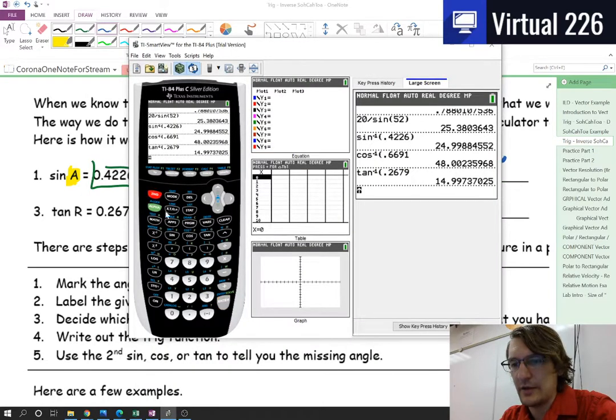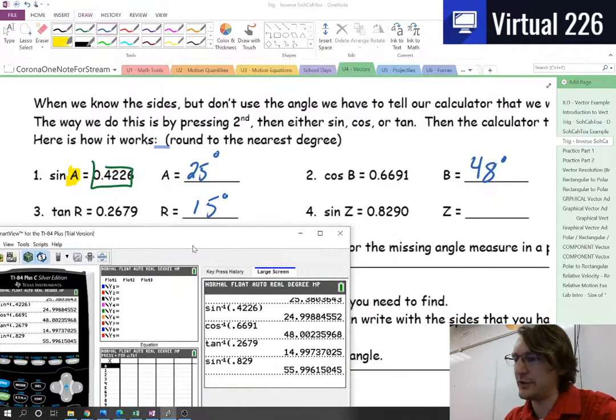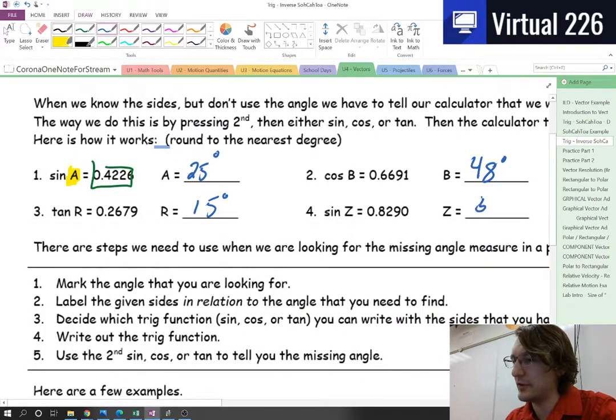So inverse sine of 0.829. Hit enter. We get 55.99. So that's really 56. Close enough. So 56 degrees.